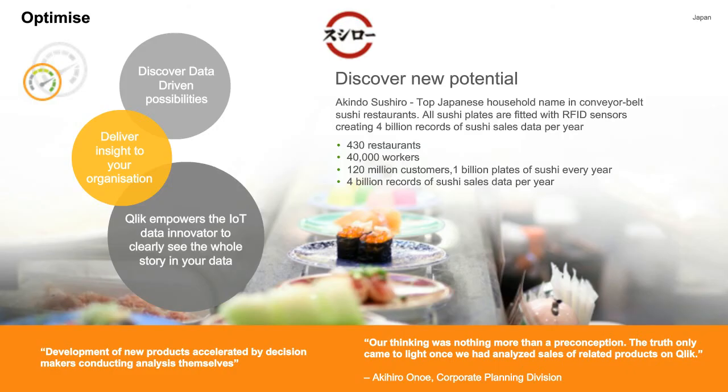Hopping over to Japan, we have a top Japanese sushi restaurant in the conveyor belt sushi land called Akindo Sushiro. What's great about this example is it's about putting data into the hands of restaurant managers. Akindo Sushiro have over 400 restaurants across Japan, serving up 1 billion plates of sushi every year. Each plate has its own RFID tag, which in total generates 4 billion records on an annual basis.